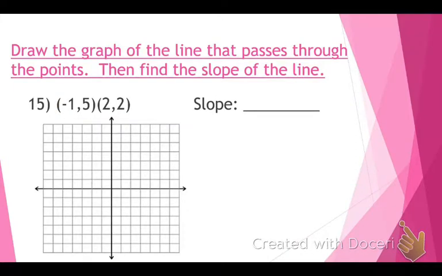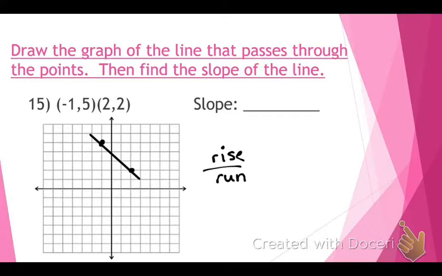Draw the graph of the line, same idea, then find what the slope of the line is going to be. So -1 is going to go to the left, and up 5 is right here. And then over 2, up 2. So now just clearly looking at it, is this going to be a positive or a negative slope? Negative. You can tell it's going to be negative because it's going in a downward direction from left to right. But let's kind of figure out what the slope is going to be. What's my slope formula? Rise over run.